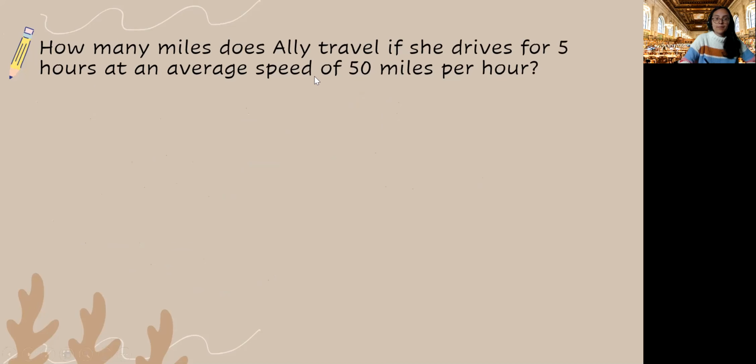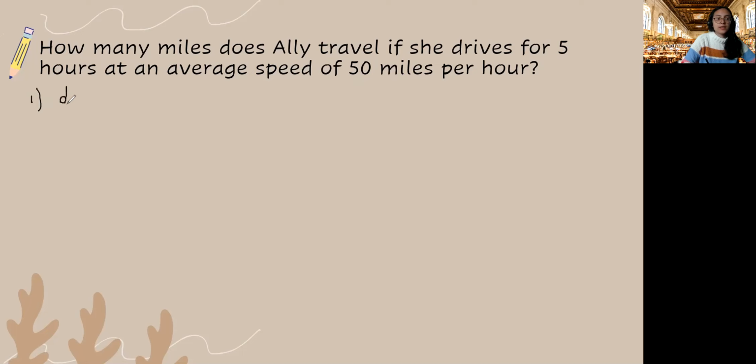So we have this question that asks us, how many miles does Allie travel if she drives for 5 hours at an average speed of 50 miles per hour? Now, this question, although not asking us to find the distance explicitly, is asking us to do the exact same thing. So our first step will be the same.